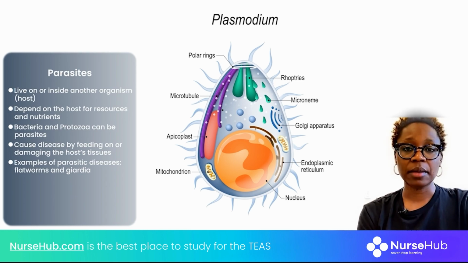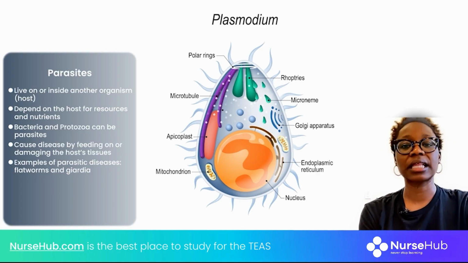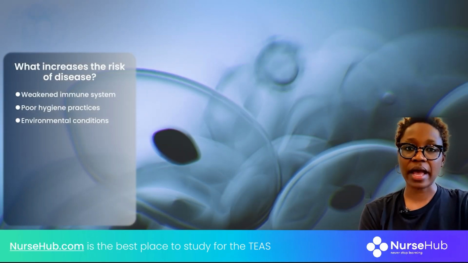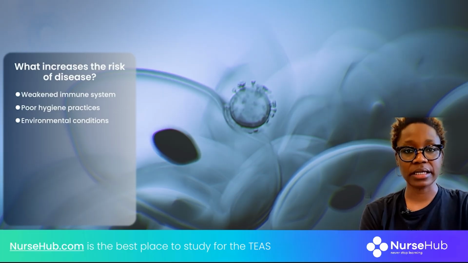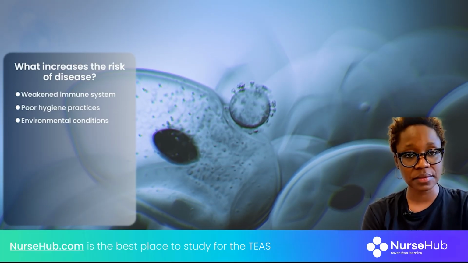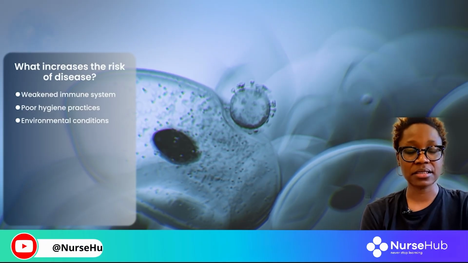For example, parasitic worms like flatworms can live in the intestines of a host, and they can thrive there for months, if not years. The development and spread of diseases caused by microorganisms involves a complex interaction between the microorganism, the host, and the environment.